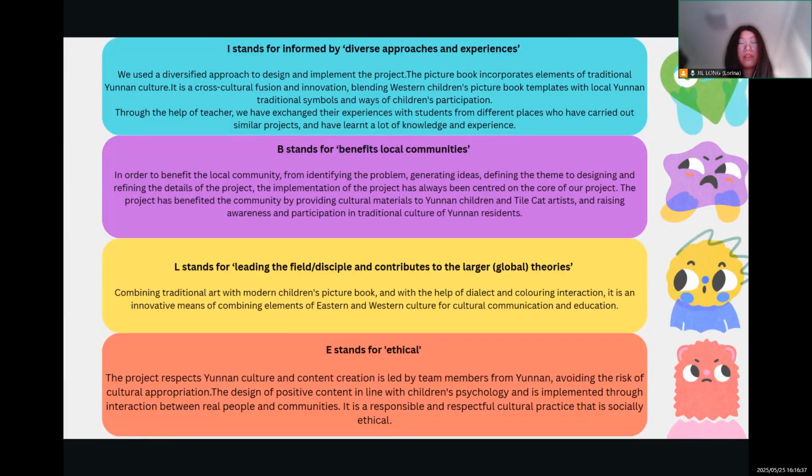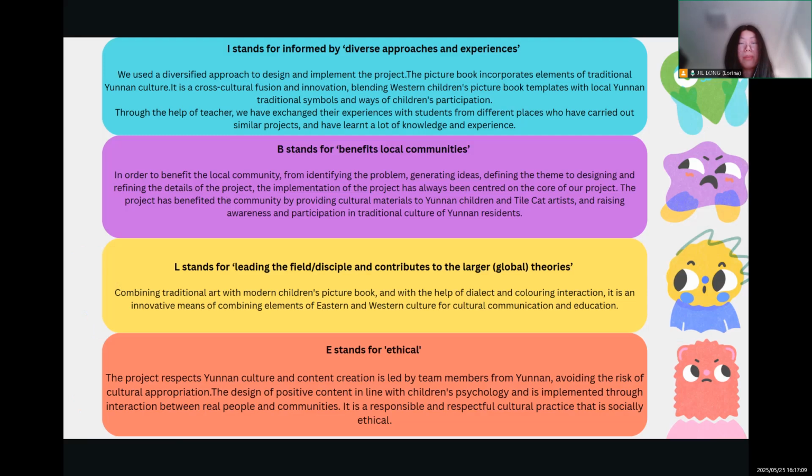I stands for informed by diverse approaches and experiences. We adopt a diversified approach to design and implement the project. We chose modern visual communication methods to create picture books as project materials. With the help of our teacher, we also exchanged experiences with students from different places who had carried out similar projects and absorbed a lot of insights and experiences.